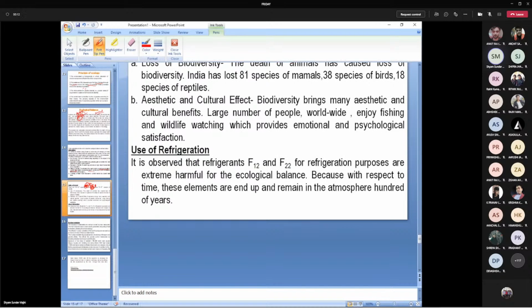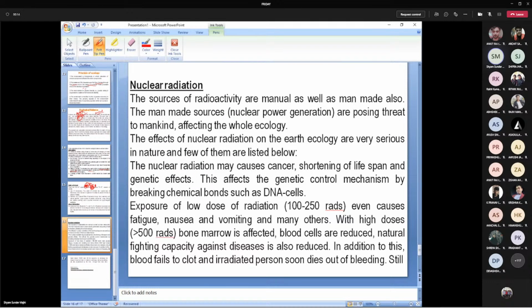Now this one is last, that is nuclear radiation. This is a very important point. Everybody knows that in any area, if there are nuclear plants or any type of industries using nuclear chemicals, both cases may be harmful, either through the atmosphere or through liquid wastage. Both cases may be harmful.